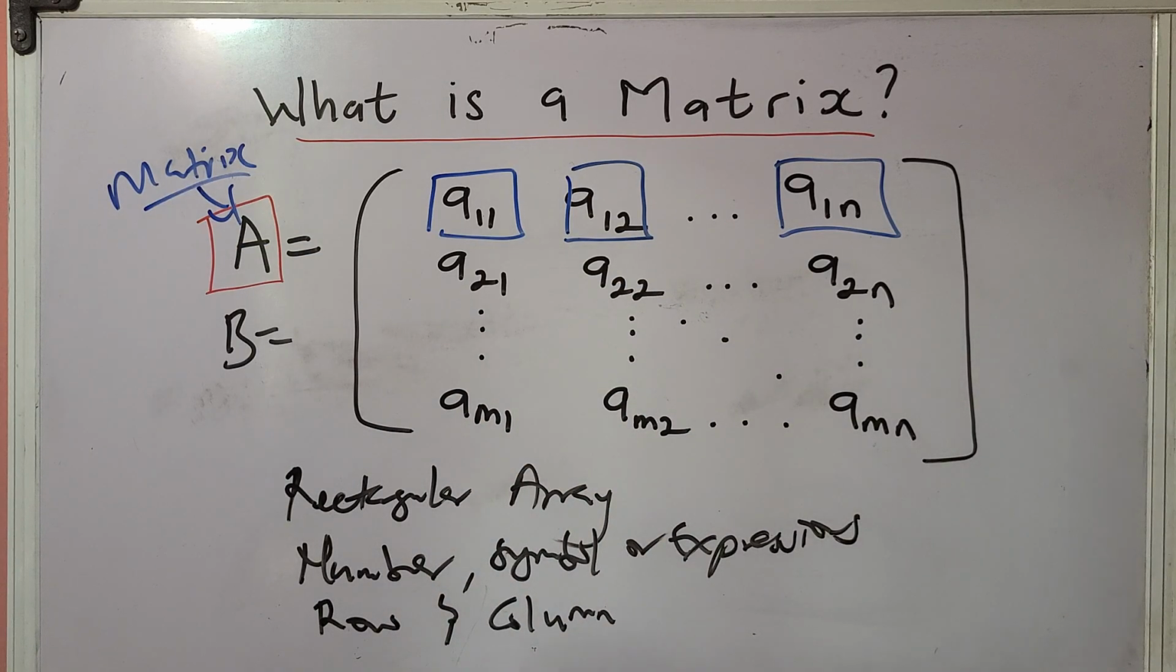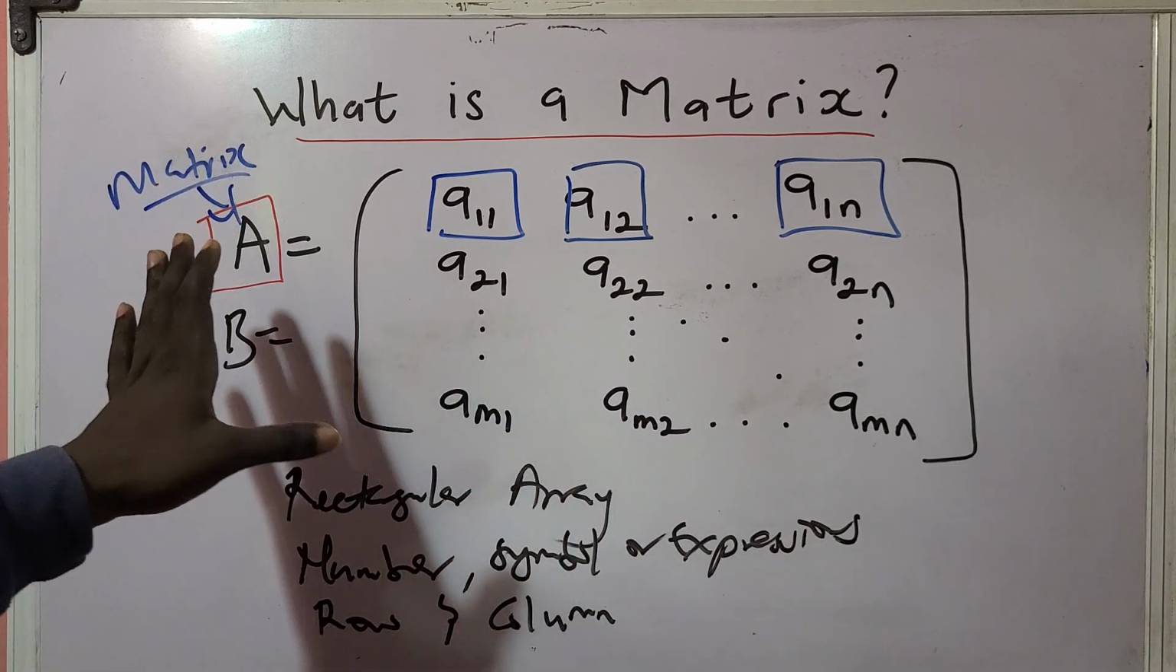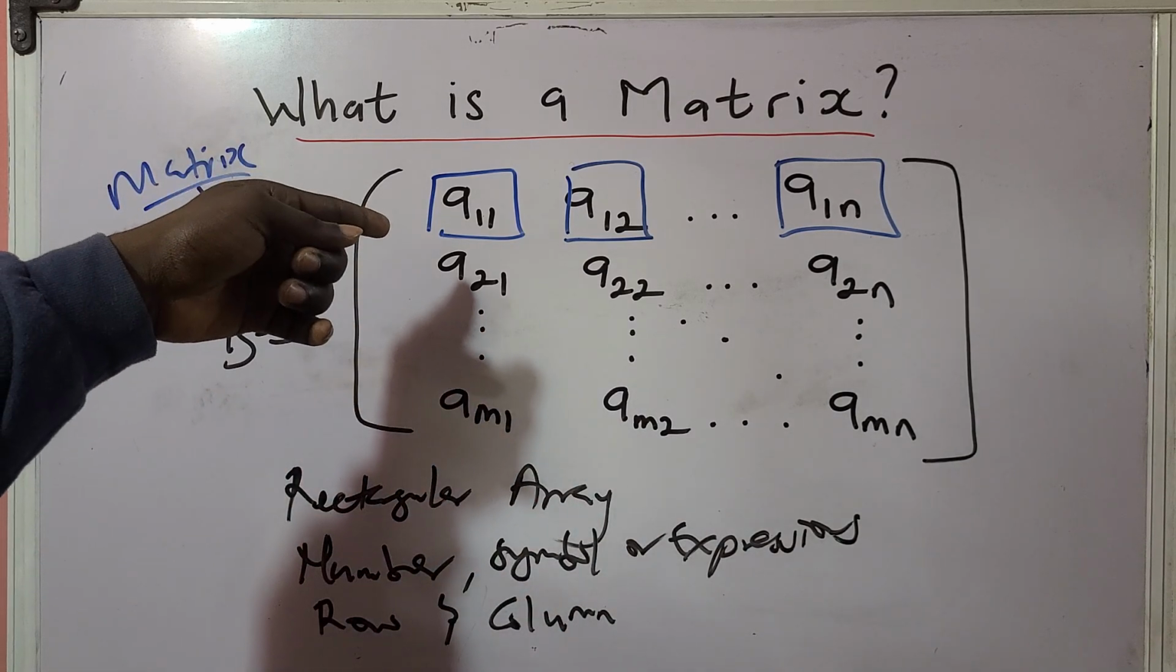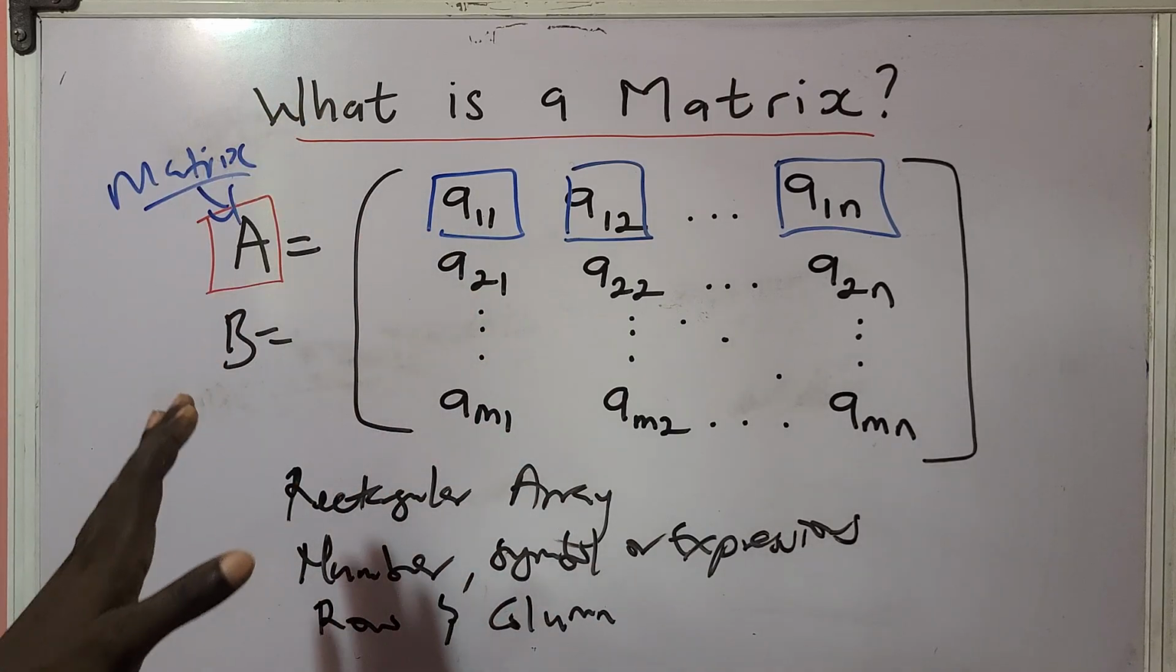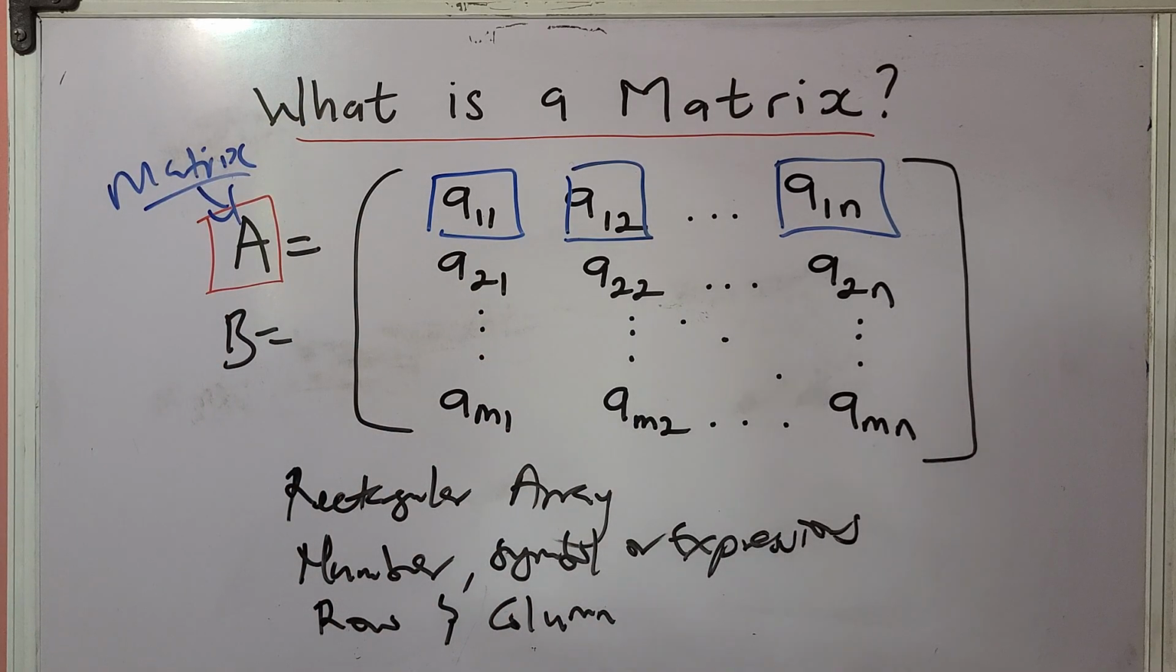Now, the other thing I want to talk about, which is very essential, is the identification of the rows and columns in matrices. It's very important that every student understands how to identify the rows and columns. If you want to know the rows and the columns in matrices, all you need to remember is that the rows are always the horizontal axis of the matrix, while the columns are the vertical axis.